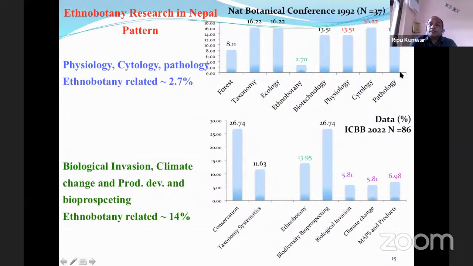In the last conference held last month, as you can see here, around 14% of papers were related to ethnobotany. Look at the last 3 columns: physiology, cytology, and pathology. There were papers on these in 1992, but in the recent conference these subjects were superseded by biological invasion, climate change, and product development and bioprospecting.